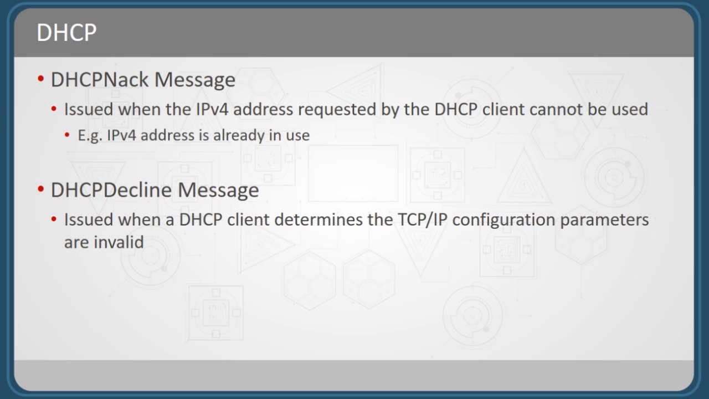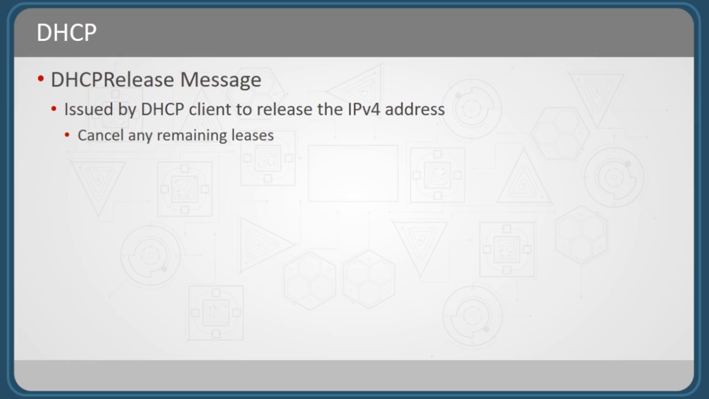A DHCP decline is issued when a client determines that there's something in the configuration that is invalid. Maybe the subnet mask is not right, something along those lines. So the client will simply say, no, I don't want that one.